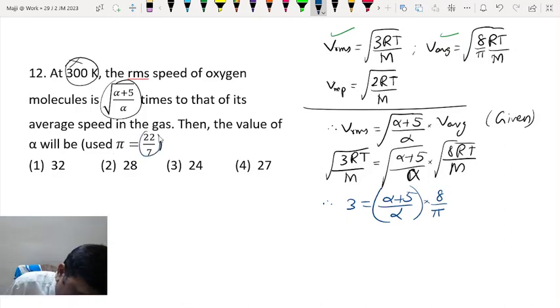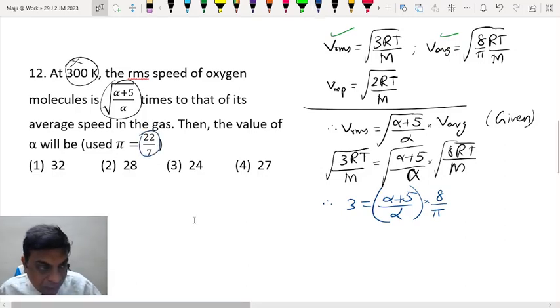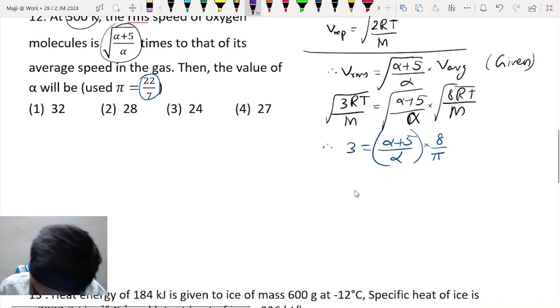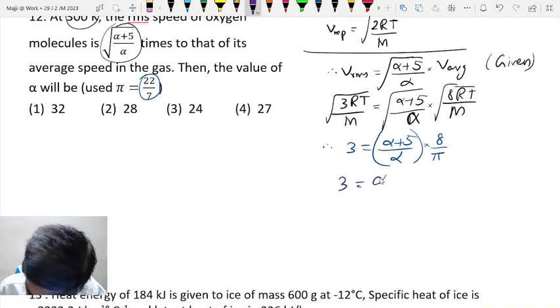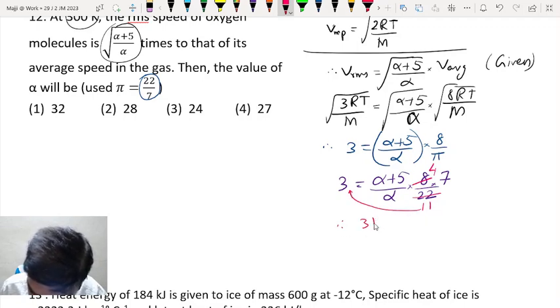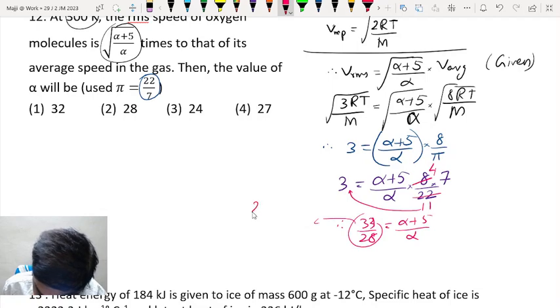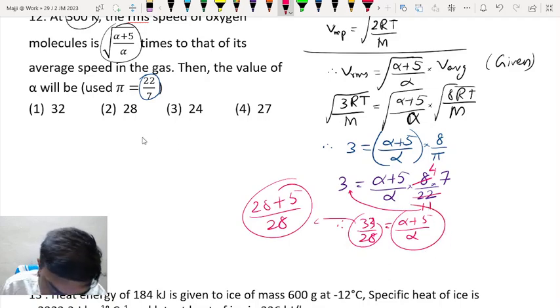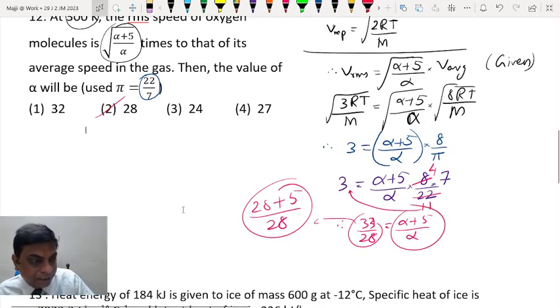They have asked you to take pi as 22 by 7. So let us take pi as 22 by 7. So this will be 3 is equal to (alpha plus 5) by alpha into 8 upon 22 by 7. So we can cancel 2 4s and 2 11s. So this will go up. So 33 by 28 is equal to (alpha plus 5) by alpha. Okay, so this can be written as (28 plus 5) whole divided by 28. So comparing these two, it is easy to see that alpha is 28.